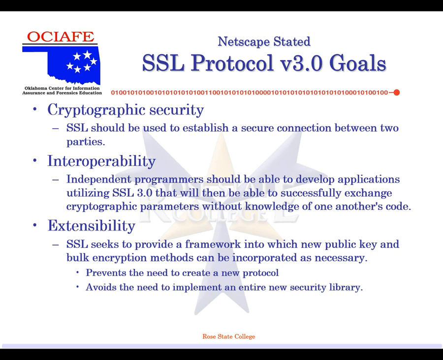We're not going to cover it, but that was another issue with it. Here are some of the goals of 3.0. It was actually made by Netscape, by the way, which is actually still out there. It says SSL should be used to establish a secure connection between two parties. Interoperability: it works with everything. Independent programs should be able to develop applications using SSL 3, then be able to exchange the parameters without knowledge of the other's code.